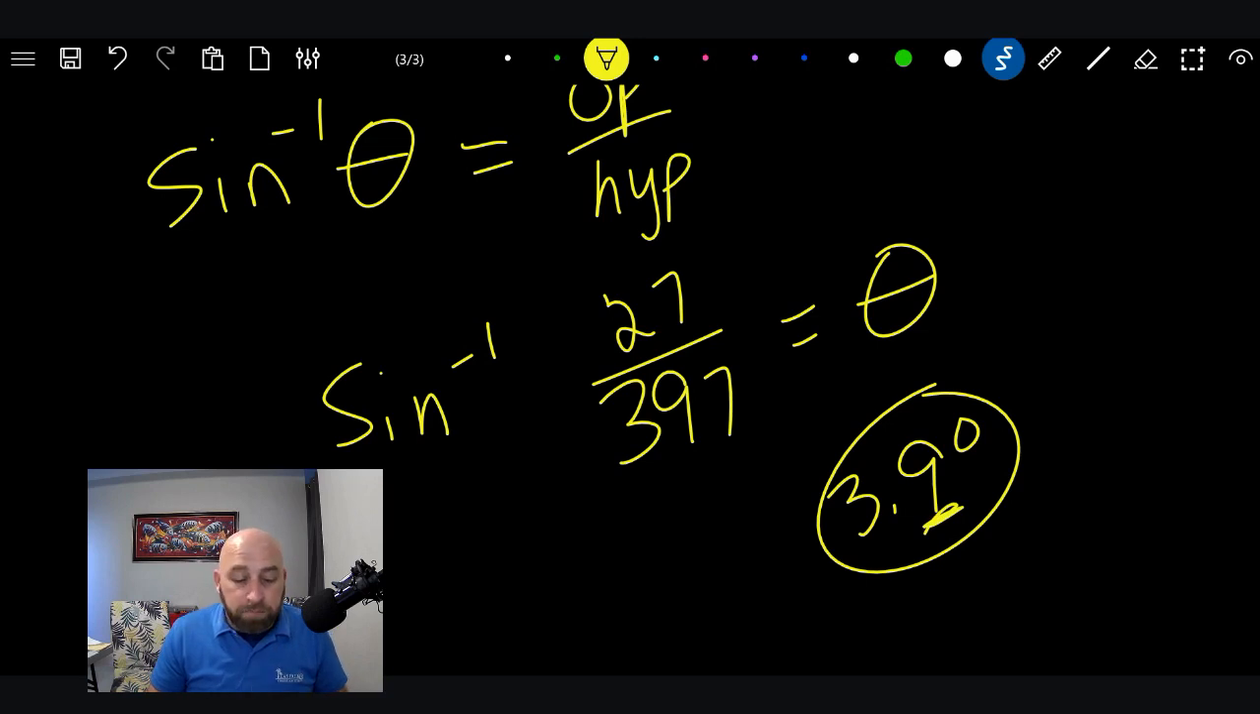Okay. How would you check it? Just do the sine of this and then divide, and it should come out the same. I won't do it for time, but it will come out the same because it's the correct answer.